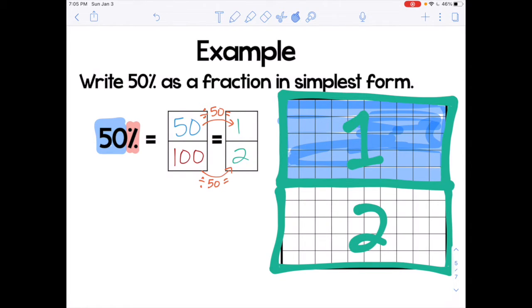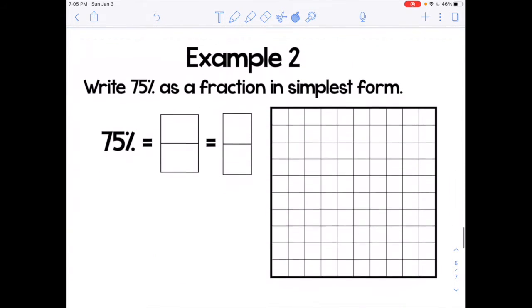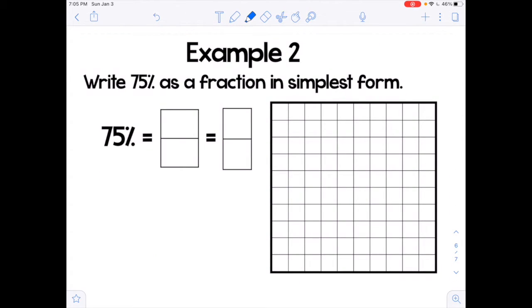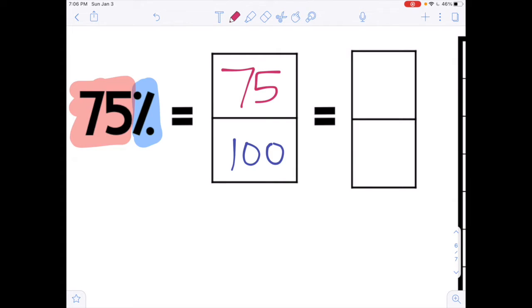All right. So we're going to do one more example before we try this out in class. Example number 2. Write 75% as a fraction in simplest form. All right, so same thing here. Here's my percent sign. I have to remember that that means 100. And in front is the number 75. So that is going to be our numerator. 75% means 75 out of 100.